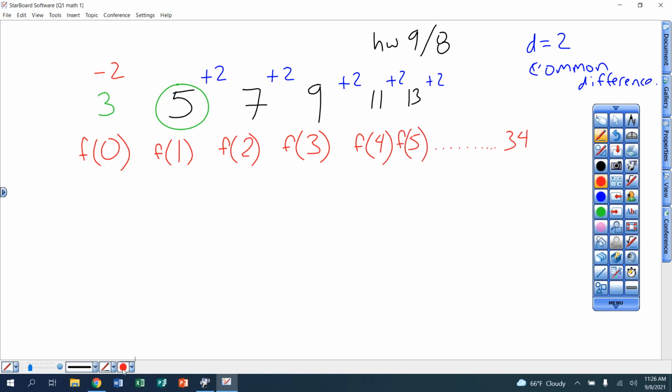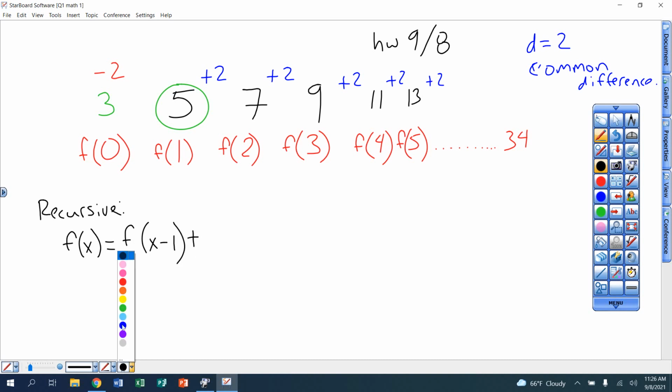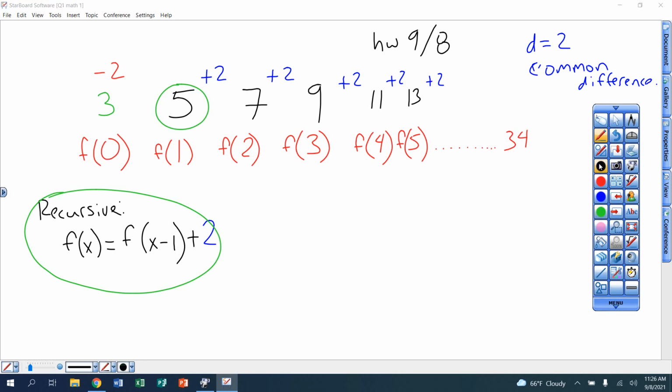I want you to be able to quickly write the recursive formula if they're asking for it, which is f of x: any term is found by using the 1 before it plus that common difference number 2. So if I wanted the recursive function, there it is. I'm not asking you to use it, but if I ask you to list it, there it is. The explicit though, that's a little more important to me for this one.